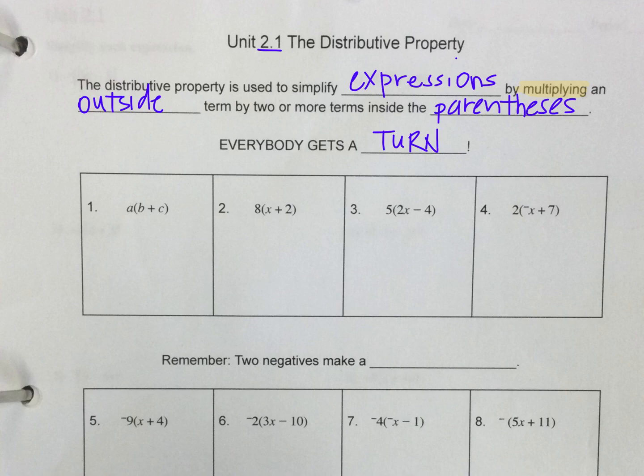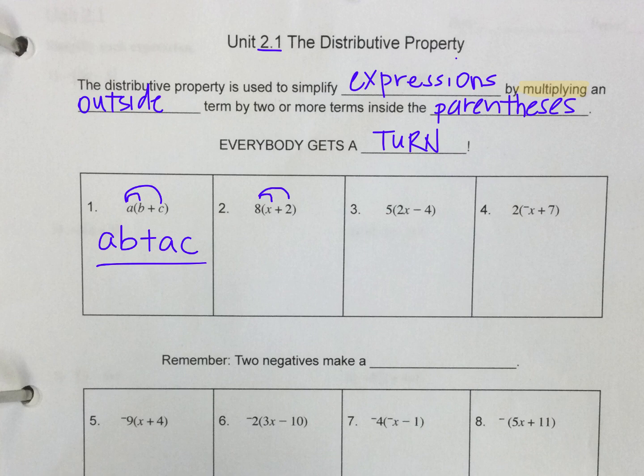multiply. So that just means, like in number 1, I multiply the outside by everything on the inside. So I multiply A times B, and I get AB. I multiply A times C, and I get AC. That's all. Done. Can't do any more. All right. Let's do this one.